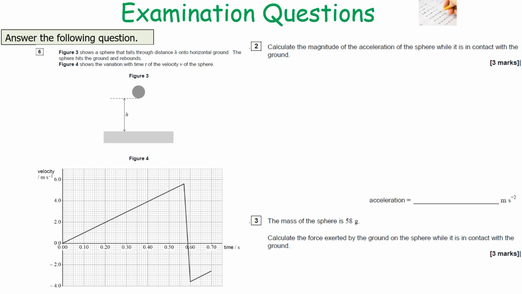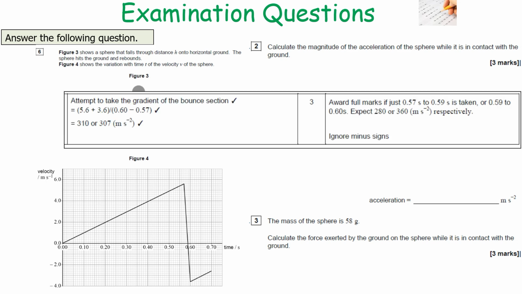Right, so how do you work out this first particular question? Well, we're trying to work out acceleration. On a velocity-time graph, acceleration is equal to the gradient of the line. So you've got to work out the acceleration whilst the object is bouncing. You can tell the bounce section on your graph because it goes from 5.6 to minus 3.6, and that's when it's doing that almost vertical line. Then we can work out our gradient that way to get 310, or 307, meters per second squared.